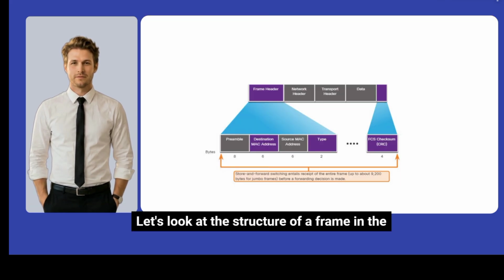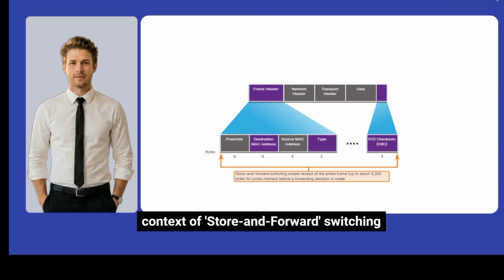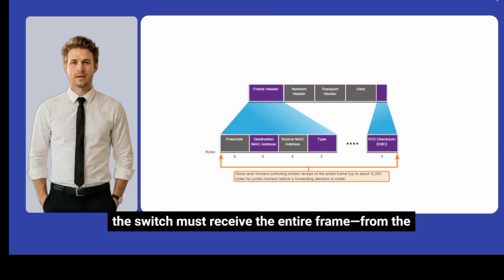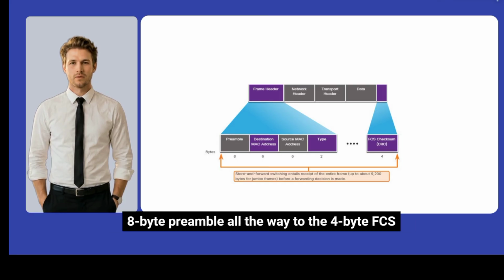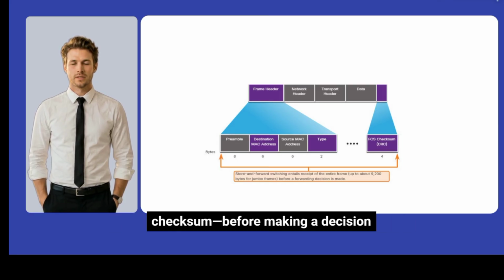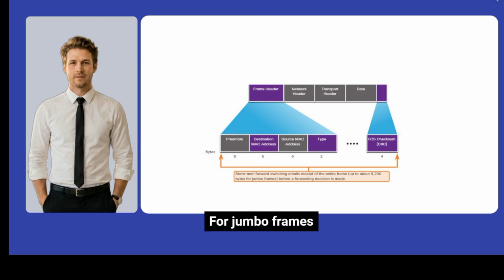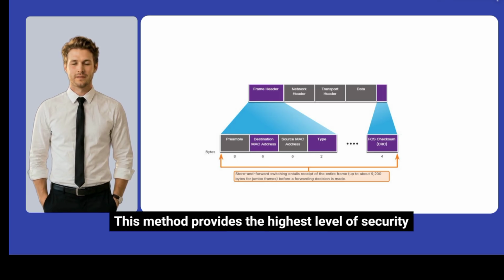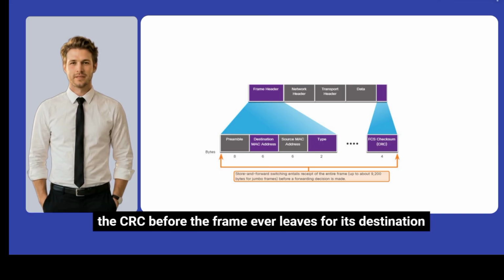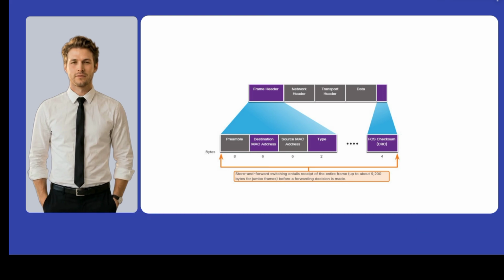Let's look at the structure of a frame in the context of store and forward switching. Here, the switch must receive the entire frame, from the 8-byte preamble all the way to the 4-byte FCS checksum, before making a decision. For jumbo frames, this could be up to 9,200 bytes. This method provides the highest level of security and error prevention because the switch validates the CRC before the frame ever leaves for its destination.